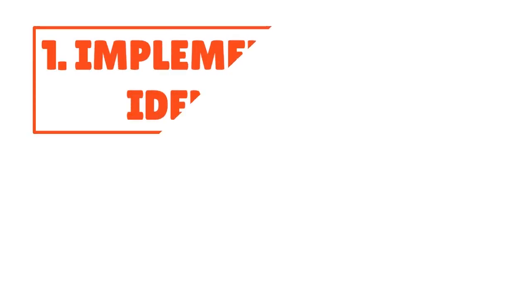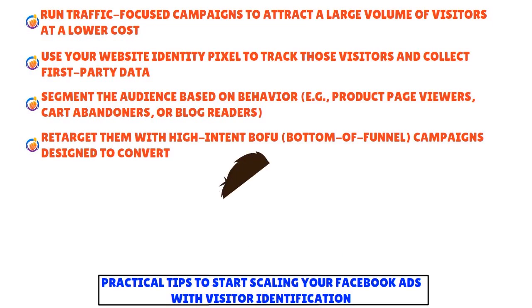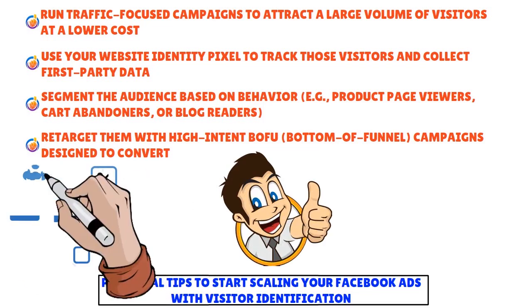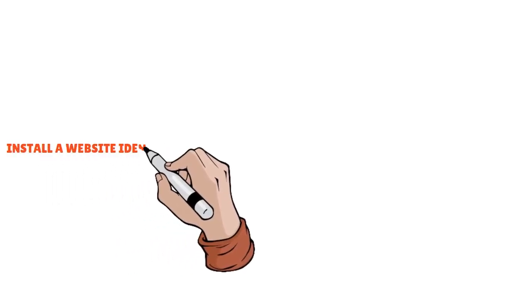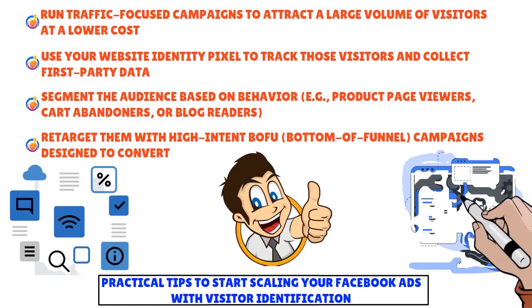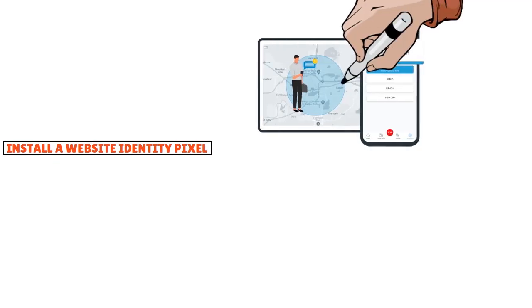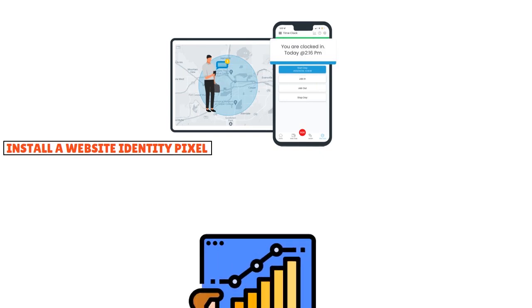The first thing is you need to implement a website identity pixel, and not any type of website identity pixel. You want to be very careful here. You want to choose the best tool for your specific site. For instance, if you have a WordPress website, you want a pixel that adjusts to WordPress. So first things first, you need to install a website identity pixel. This tiny piece of code is the foundation of your visitor identification strategy, because it tracks who's visiting your site, what they are doing, and feeds that data back to you in real time.